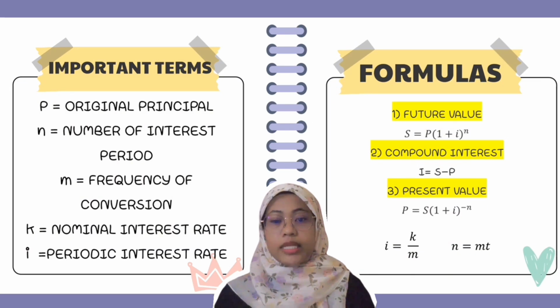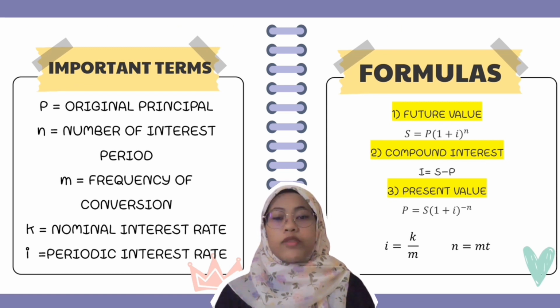Firstly, P is the original principal. Second one is N, which is the number of interest periods. M is the frequency of conversion. We also have interest rate denoted by K and periodic interest rate denoted by I. List of the formulas that can be used in compound interest.